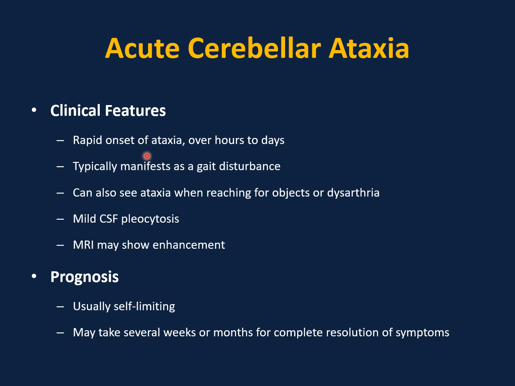Clinical presentation of acute cerebellar ataxia: rapid onset of ataxia over hours to days, typically manifesting as gait disturbance. Also, the child can have a problem with reaching objects or speech. In the study of the CSF, you will see pleocytosis. MRI will show enhancement. Prognosis is usually self-limited. It may take several weeks or months for complete resolution of symptoms.